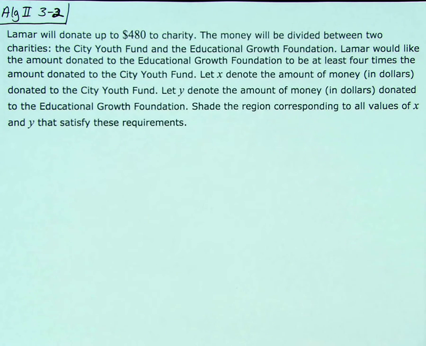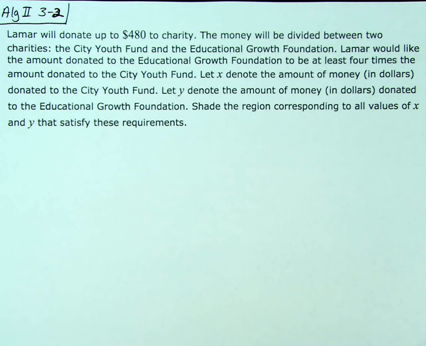All right, so the problem says Lamar will donate up to $480 to charity. The money will be divided between two charities, the City Youth Fund and the Educational Growth Foundation. Lamar would like the amount donated to the Educational Growth Foundation to be at least 4 times the amount donated to the City Youth Fund.